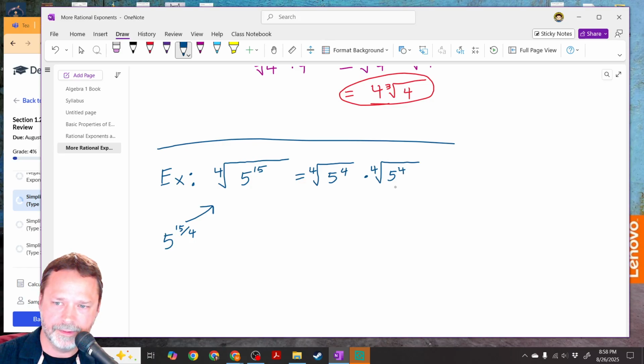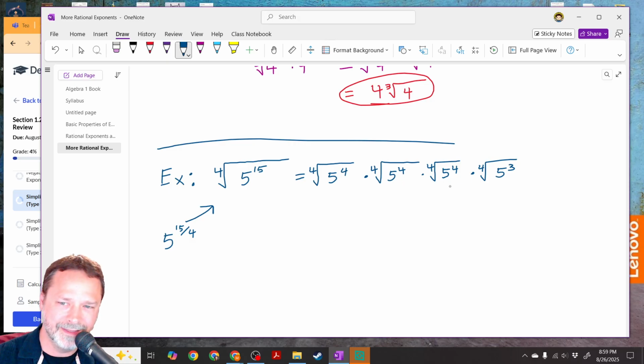All right, how many 5s do I have so far? That's 8. 5 to the 4th times 5 to the 4th, that's 5 to the 8th. I need to get 5 to the 15th. So let's do it again. Times the 4th root of 5 to the 4th. That's going to be 12. I have 3 left. So then I can say that's really just times the 4th root of 5 to the 3.